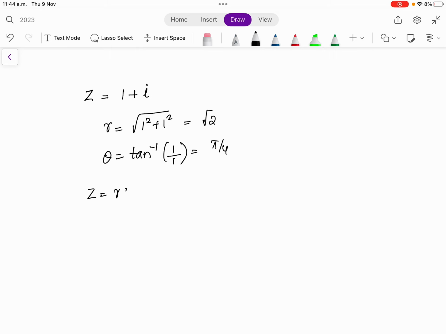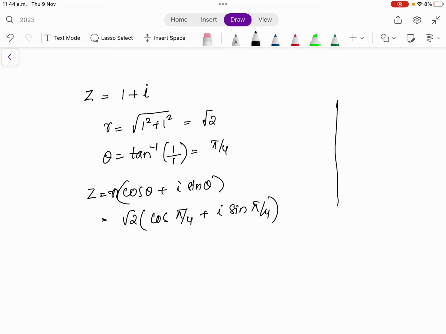So z is equal to r times cos theta plus i sin theta, that is equal to root 2 times cos pi by 4 plus i sin pi by 4. It's pretty easy. And even if you want to chart a diagram, the point will be 1 plus i. This will be the point. The modulus is root 2.